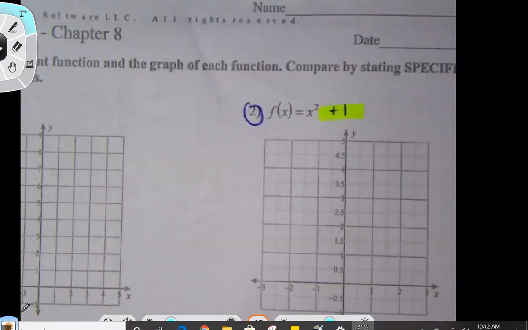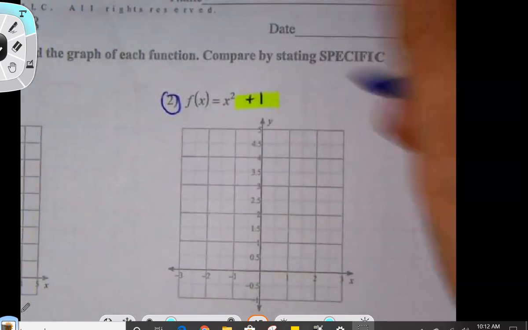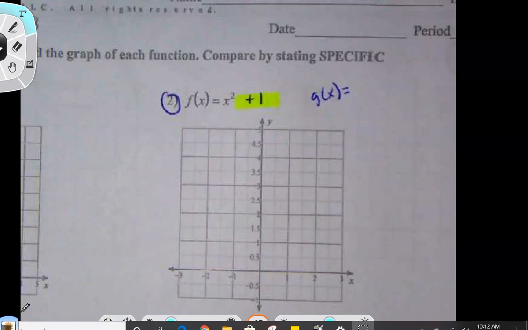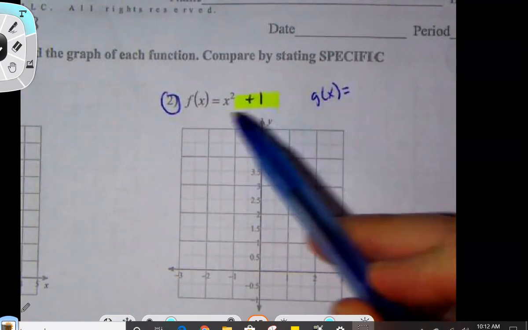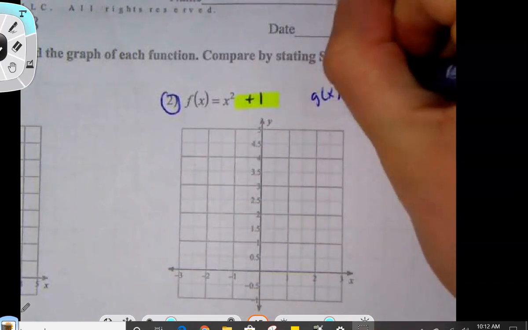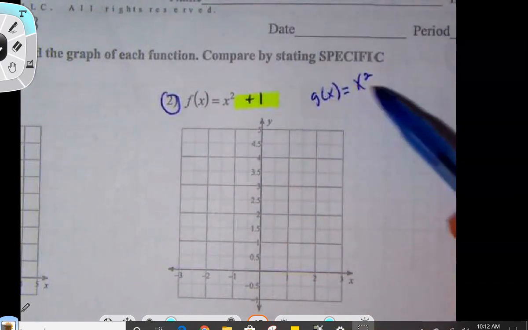Our directions for the first page say sketch the parent function, and then graph each of the functions, and then we want to compare. So we know that our parent function is, we can say g of x, or we can say y, we could say f of x. I can't say f of x if I'm putting it into Desmos, because I can't have both of those be that. So it's x squared, and we got pretty good at graphing this.